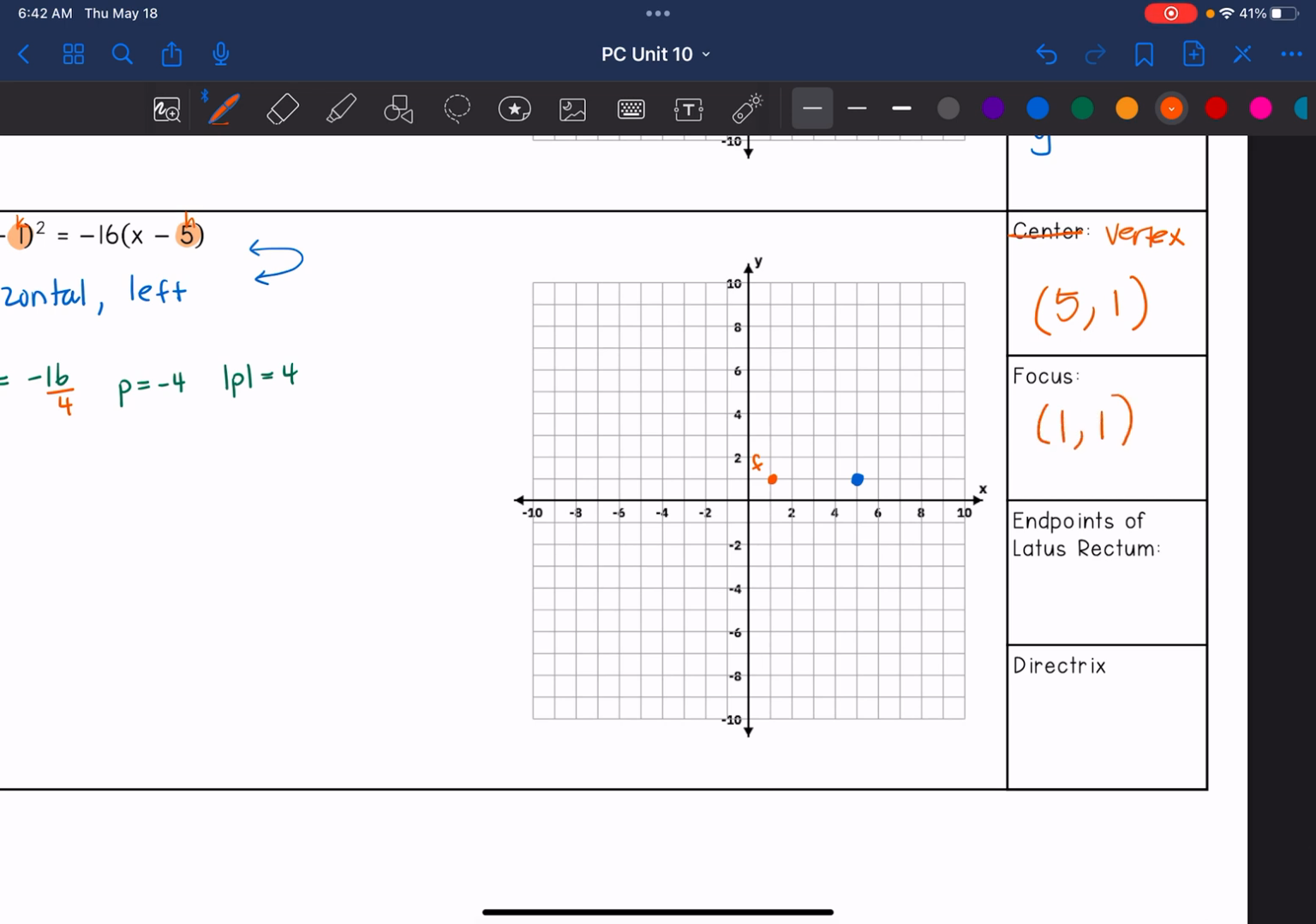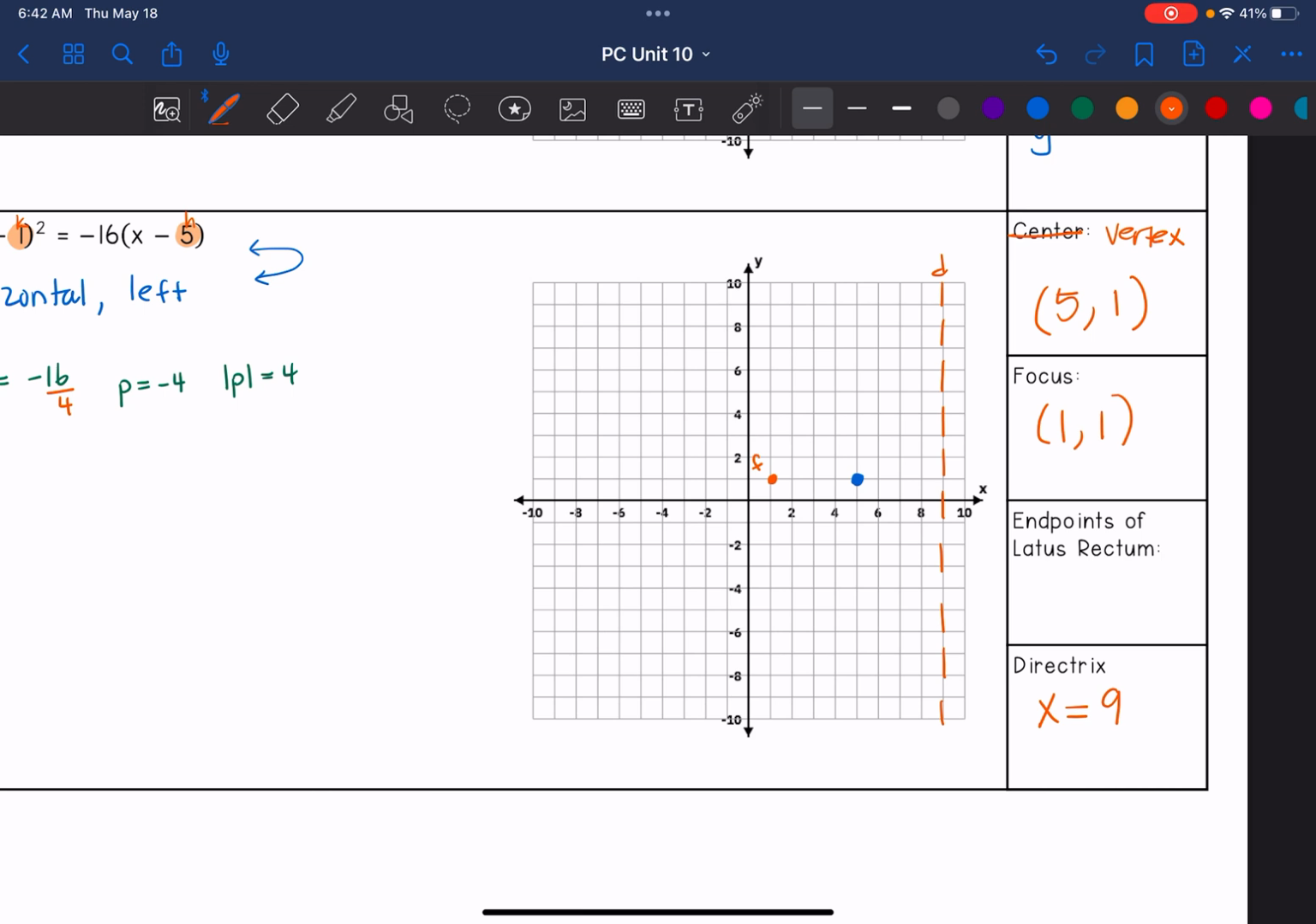Okay, directrix, we need to go the other direction. So 1, 2, 3, 4, and we're going to draw a line through there. Dotted line. Okay, and that ended up being at 9, but since it's vertical, that means x equals 9. And I'm going to write a little d right here for directrix.